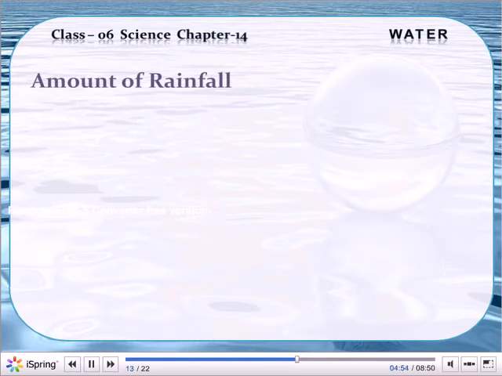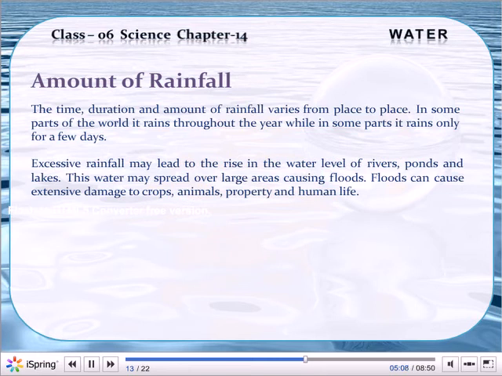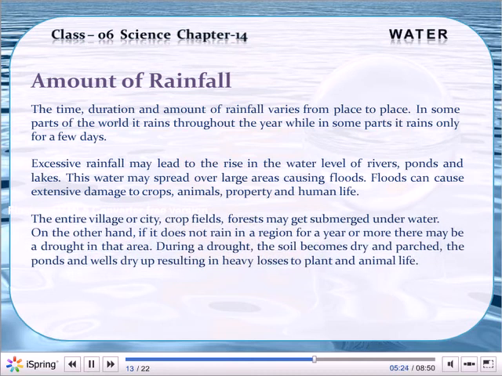Amount of rainfall. The time, duration, and amount of rainfall vary from place to place. In some parts of the world it rains throughout the year, while in some parts it rains only for a few days. Excessive rainfall may lead to the rise in the water level of rivers, ponds, and lakes. This water may spread over large areas, causing floods. Floods can cause extensive damage to crops, animals, property, and human life. The entire village or city, crop fields, forests may get submerged underwater.